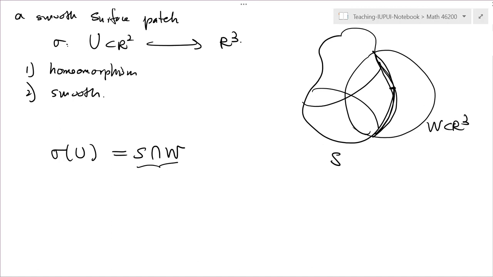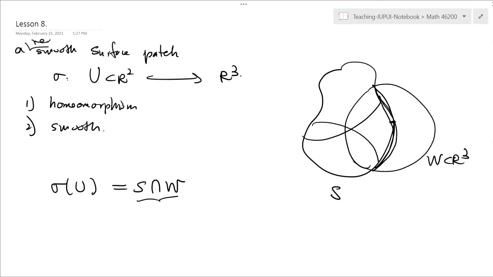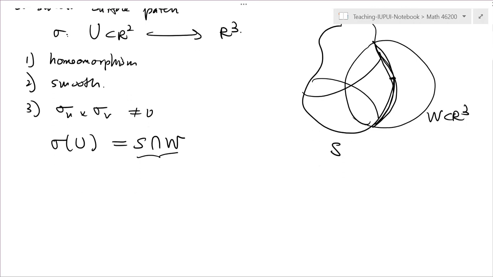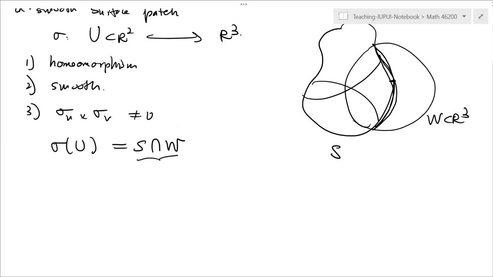Regular means those two vectors are going to be linearly independent. So we also assume that. Let me put a regular condition. For a regular surface, the third condition is that sigma u cross sigma v is not going to be zero. Otherwise, we have a lot of trouble in the future dealing with surfaces.